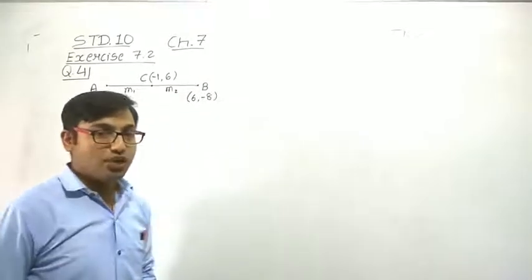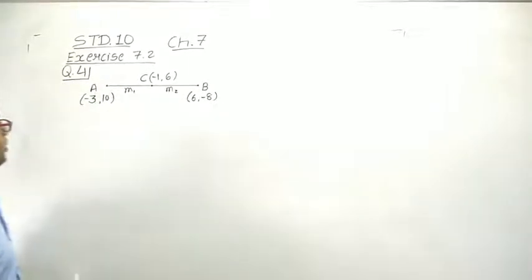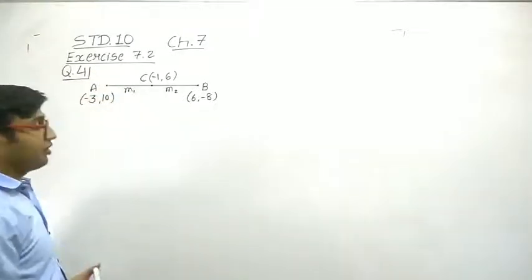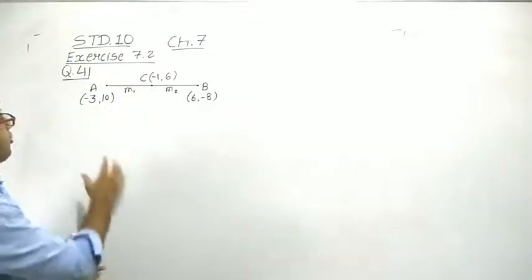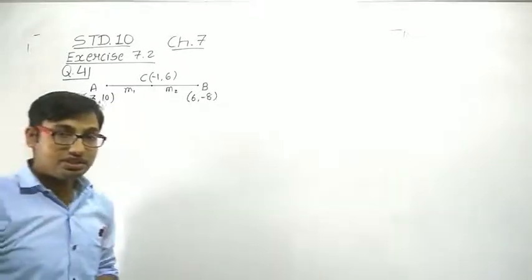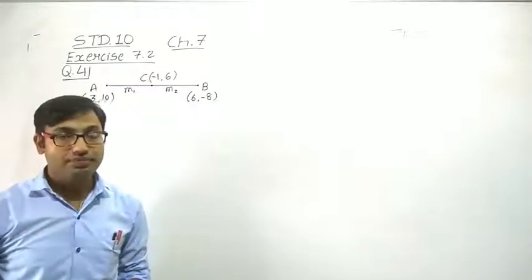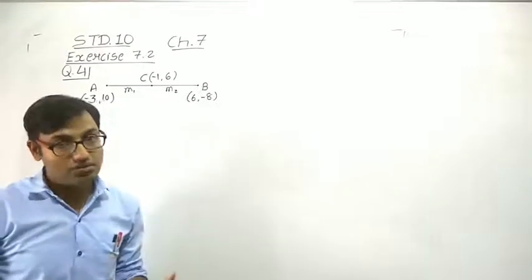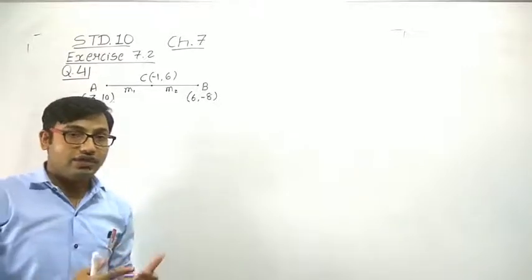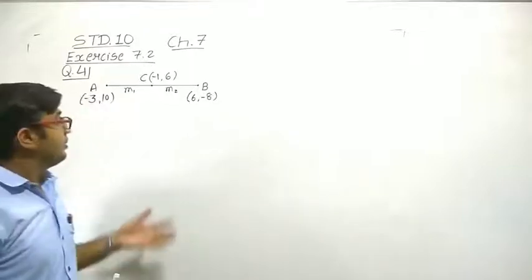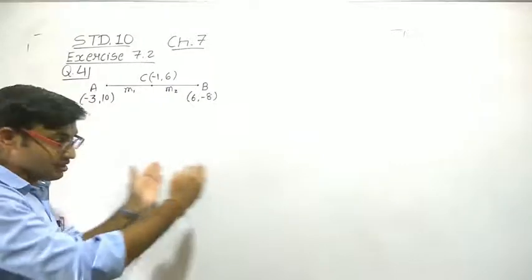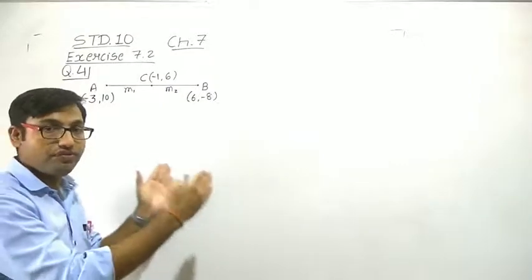Hello students, today we will continue our exercise 7.2, question number 4. This is the topic of Std. 10, chapter number 7, coordinate geometry. So till now we have studied the section formula, how we can find the point that divides a line segment in some ratio, some fraction.